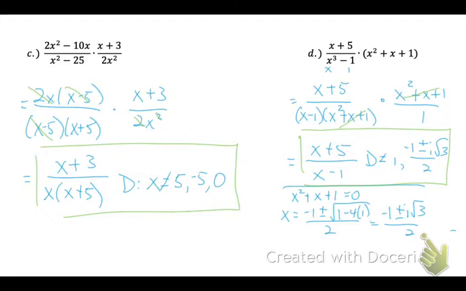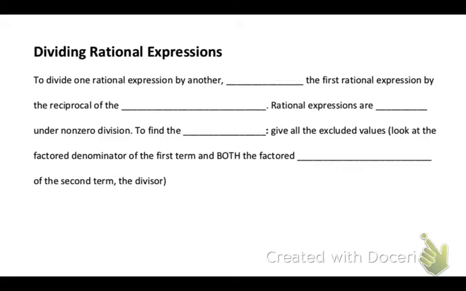Now let's talk about dividing rational expressions. To divide one rational expression by another, you simply multiply the first rational expression by the reciprocal of the second rational expression. You might have learned in an earlier math class something like keep, change, flip. Keep the first expression, change to multiplication, flip the second expression. Rational expressions are closed under non-zero division.